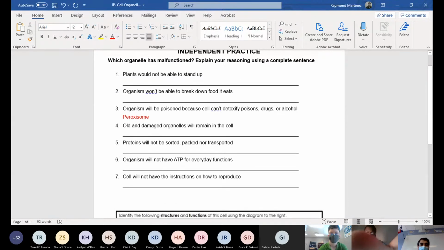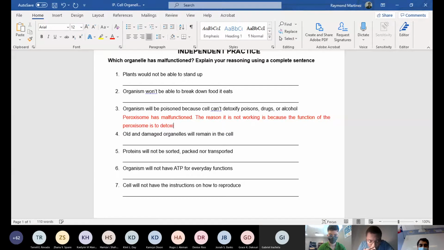The point of this is to say which organelle has malfunctioned and explain your reasoning using a complete sentence. So an organism will be poisoned because the cell can't detoxify poisons, drugs, or alcohol. So the peroxisome has malfunctioned. The reason it is not working is because the function of the peroxisome is to detoxify. And if you don't know what that means, toxic means bad, right? Something is bad for you. So to detoxify means to make it safe.